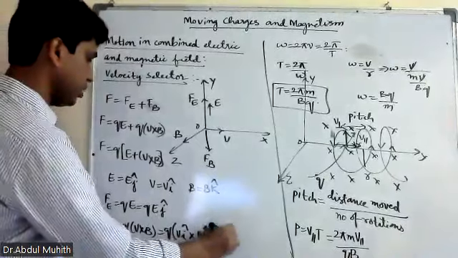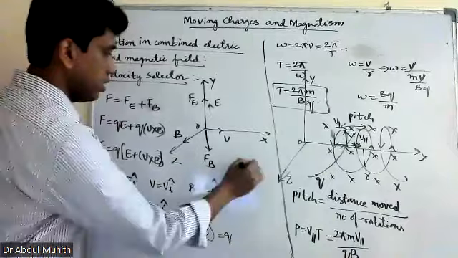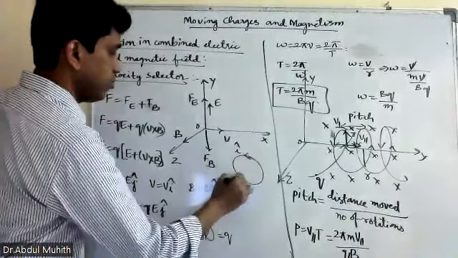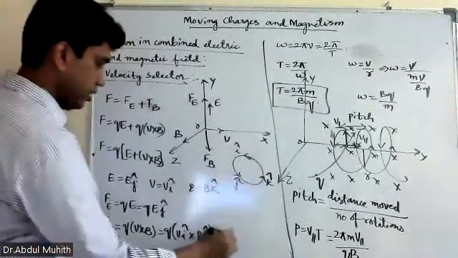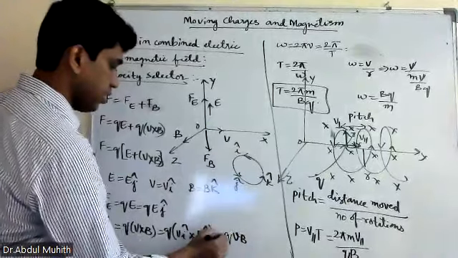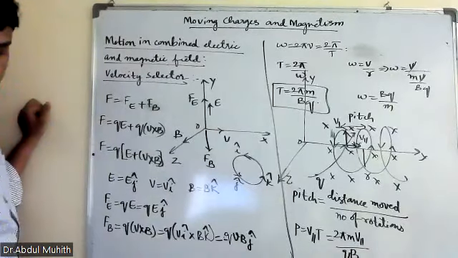So i cross k is equal to what? I cross K is equal to minus j. How do you get that? With i cap, j cap, and k cap. So i cross k will be minus j. So that is Q V B into minus j cap, that is minus Q V B j cap.